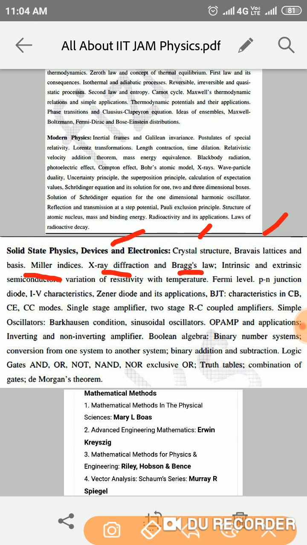Now moving towards the semiconductor part, you should have an idea about intrinsic and extrinsic semiconductors, and how the resistivity varies with temperature. That's also important. Fermi level, PN junction diode, IV characteristics of diodes, Zener diodes and their applications, bipolar junction transistor, and its characteristics in common base, common emitter, and common collector modes. And you should also have an idea about amplifiers, single stage and two stage RC coupled amplifiers, and oscillators, very basic or simple oscillators, Barkhausen condition, and sinusoidal oscillators.